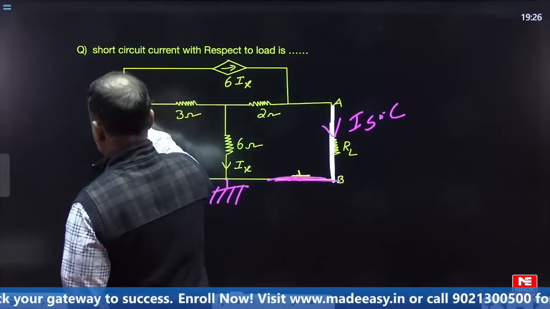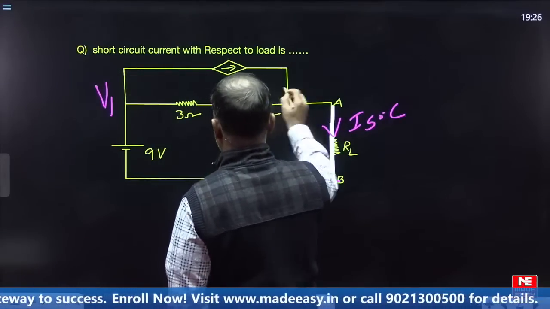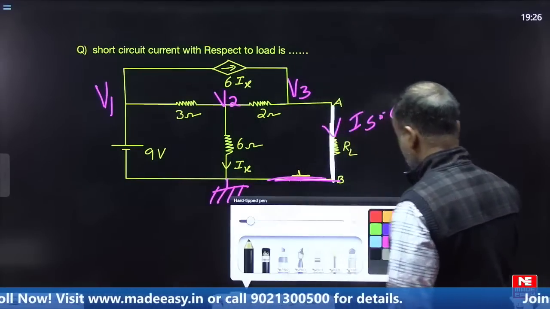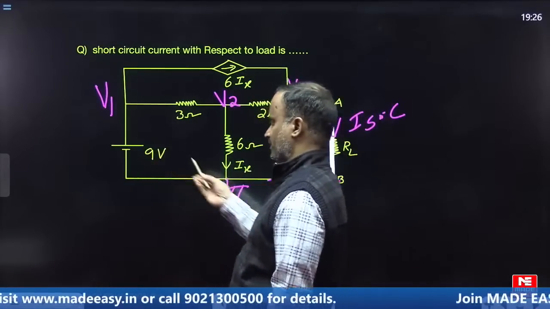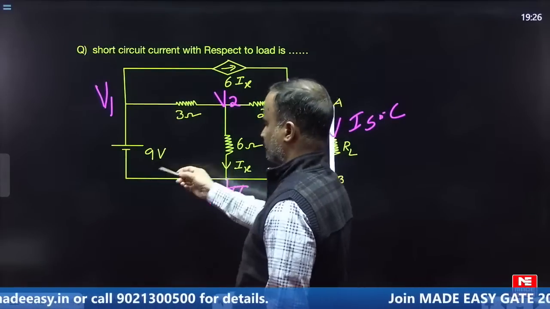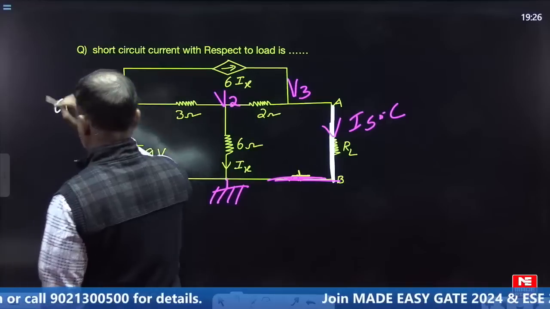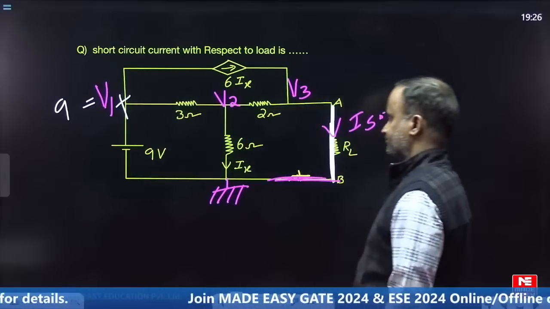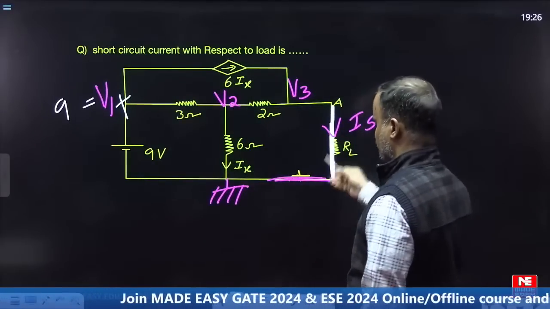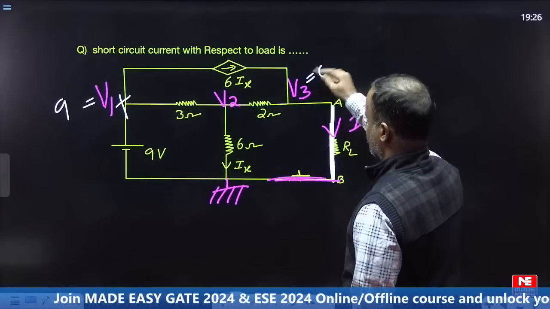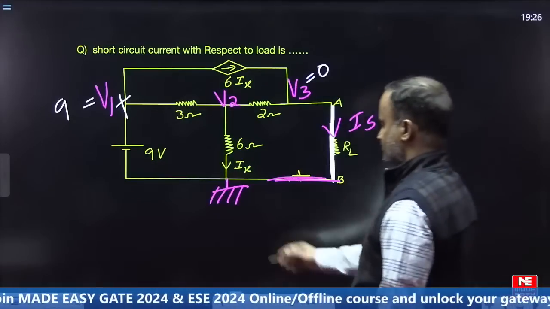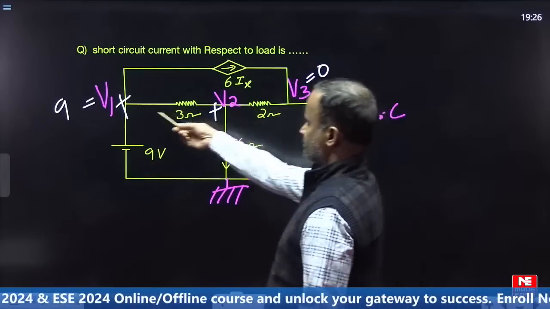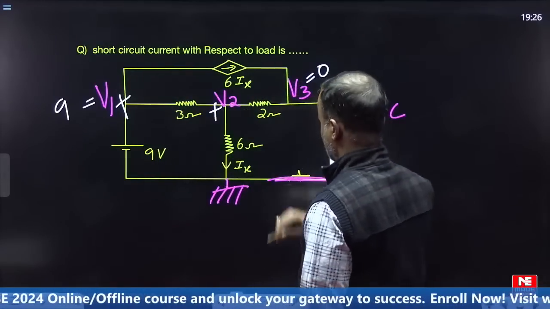Look, in this example, let us name the node voltages V1, V2 and V3. If you observe carefully, the potential difference between V1 and ground is 9 volts, with plus polarity with respect to ground. Here this is short circuited. Short circuit means V3 equal to 0. In these 3 nodes, V1 is known, V3 is known, and the only unknown is V2.